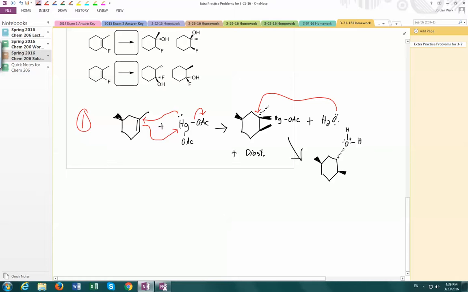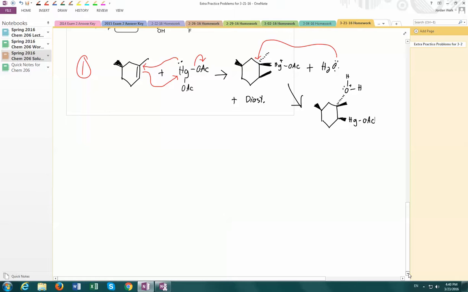Let's see, we've got our methyl on a wedge and our mercury here. This mercury here should also be positively charged. All right, so we end up with that, but we don't even have a stable intermediate quite yet because this structure is charged. So how do we get rid of that positive charge on the oxygen?